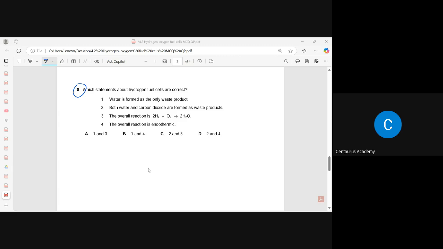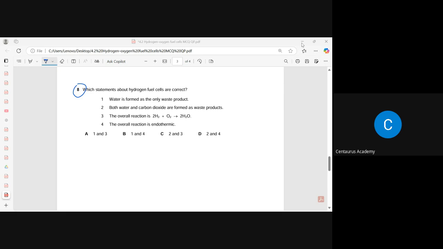The answer to question number 8 is A. Yes, A is the right answer. Statements 1 and 3 are correct. Water is formed as the only waste product, and the overall reaction is hydrogen reacting with oxygen to produce water molecules. Statements 2 and 4 are completely incorrect. The overall reaction is exothermic, and only water is formed as a waste product.